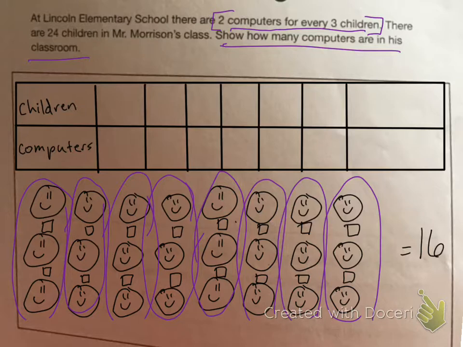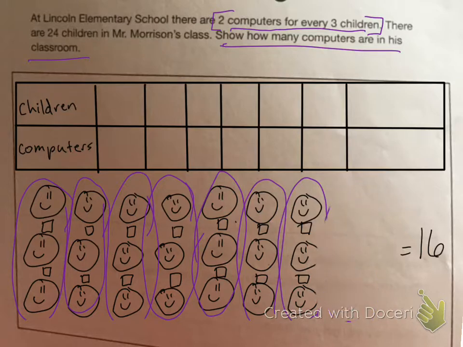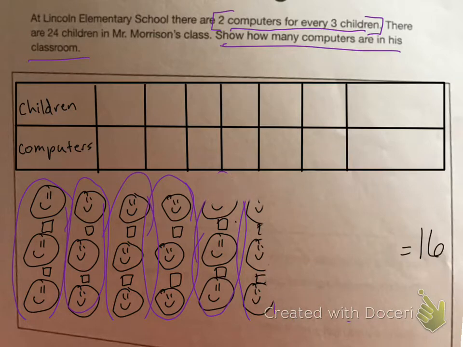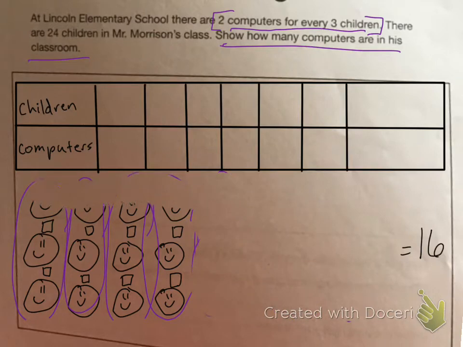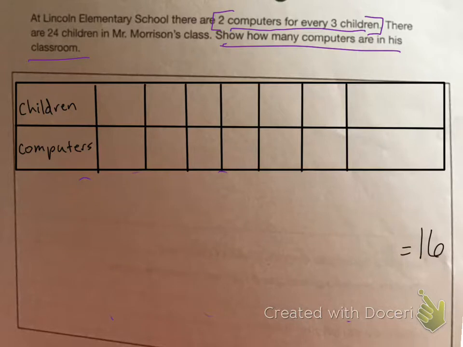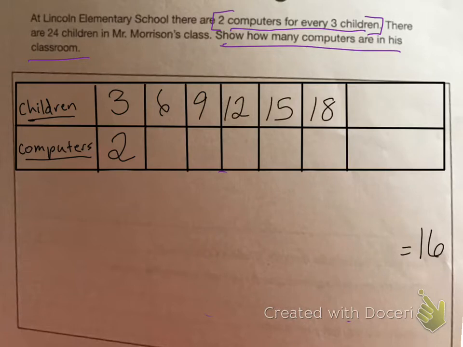The second way is to make a table, which I've already drawn up here at the top. So I'm just going to get rid of this picture so I have a little bit more room. All right. So I know that for every 3 children, I have 2 computers. So I'm going to count by 3s to fill in the boxes for the children. So I have 3, 6, 9, 12, 15, 18, 21, 24.